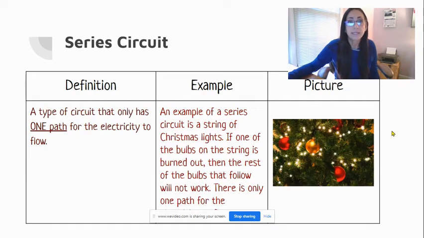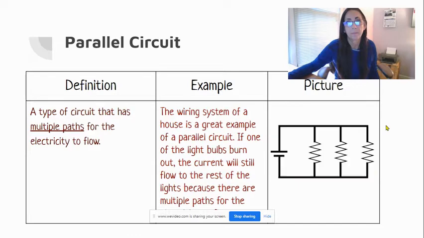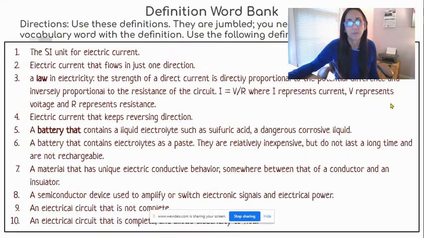A series circuit is a type of circuit that only has one path for electricity to flow. An example would be an old string of Christmas lights, because if one of the bulbs on the string is burnt out, then the rest of the bulbs don't work. There's only one path that the electricity can take back to the battery. Now, a parallel circuit is a type of circuit that has multiple paths for the electricity to flow. The wiring in your home is a really good example of a parallel circuit.